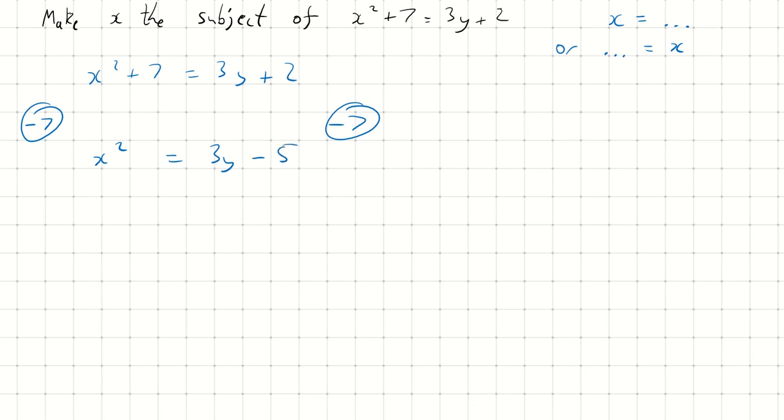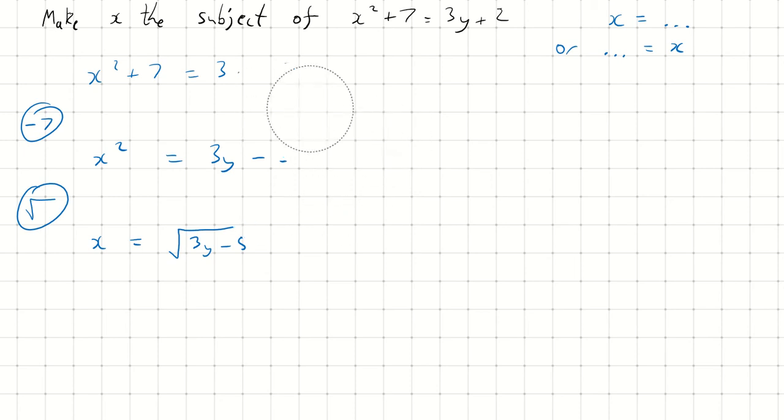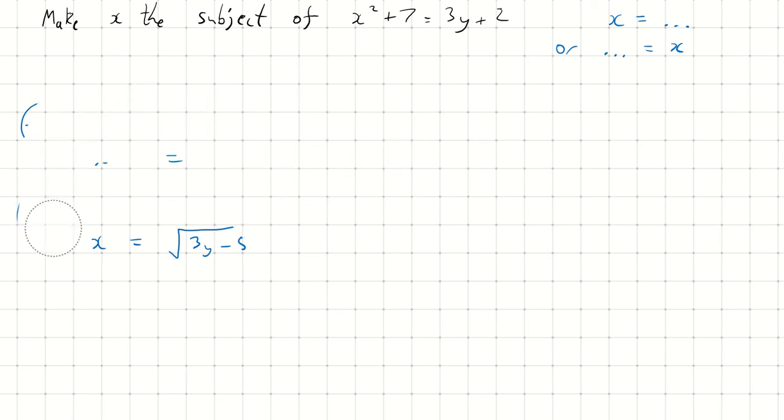And then to get rid of the squaring, we're going to square root both sides. And so the left hand side becomes x, and the right hand side is the square root of 3y minus 5. And there we have it. We've made x the subject. Okay, let's have another example. Let's have one with z's in as well. There's no reason why we can't.